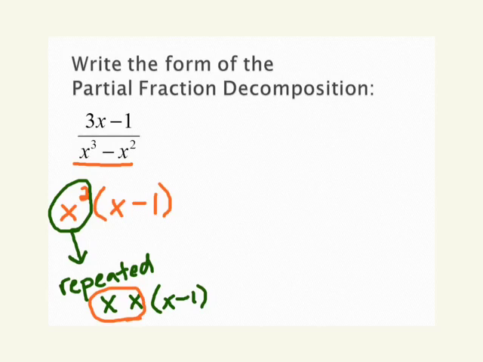We need to determine the types of denominators that we have. Do we have a linear denominator? Do we have quadratic? Do we have repeated? All those things affect the form of the partial fraction decomposition. So x squared is kind of unique, and we have that mentioned on our characteristics slide. So let's go back there for a moment.